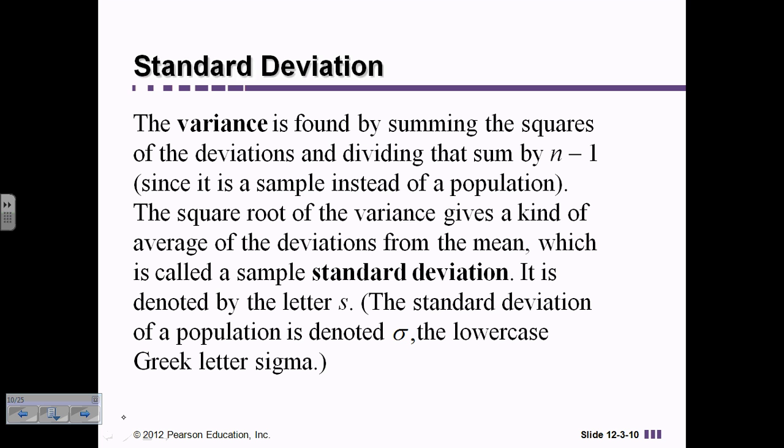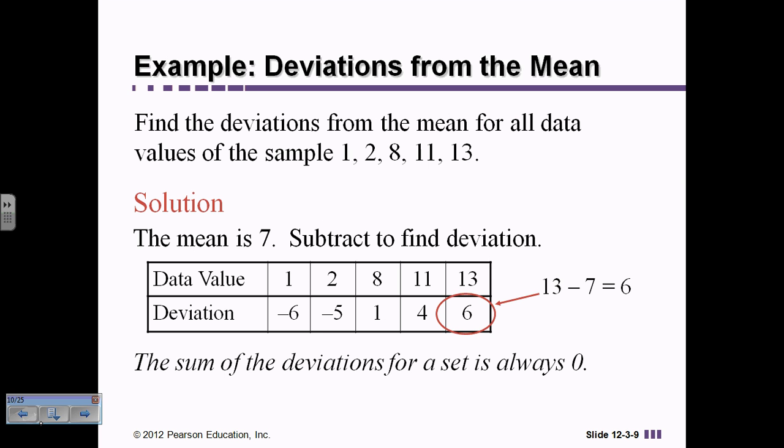So what we do is we take these numbers and we're going to figure out something called a variance. We're going to take all of those numbers that we got and square them, because when you square a negative number, you end up with a positive. So we're going to square all of these numbers and get 36, 25, 1, 16, and 36. And we're going to add those numbers together and figure out the average.